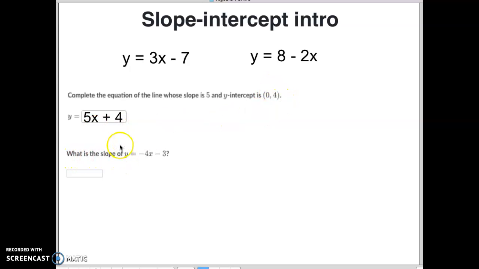What is the slope of this equation? Well, the slope is, again, always the number in front of the x. So the number that's in front of the x is negative 4.